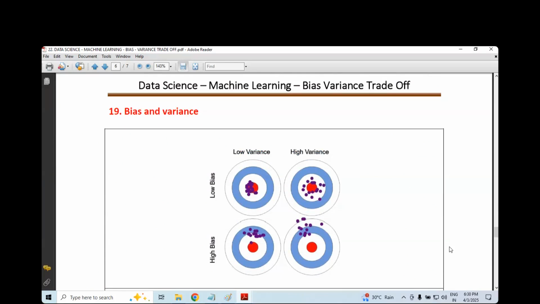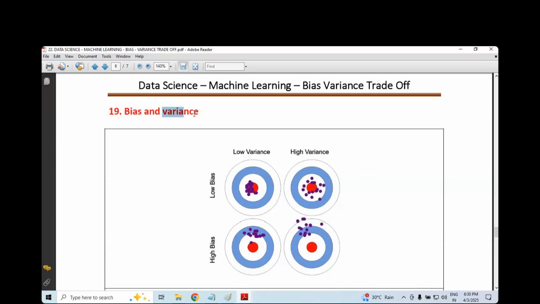What do you mean by variance? I'm repeating again. Bias means the difference between actual value and what exactly? Prediction value. You can also call it cost. Bias, cost, loss, error. These are all similar terminology actually.